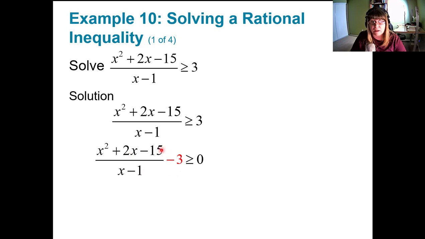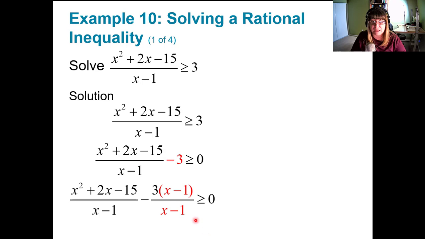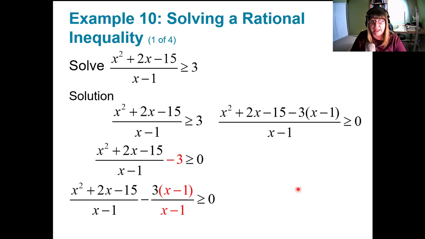Now I want this all to be one rational inequality. I need this to be one fraction. So I'm going to find a common denominator, which will be x minus 1. Multiply both top and bottom of this 3 by x minus 1, and I can combine it into one big fraction now. I'm going to distribute the negative 3 to the x and the negative 3 to the negative 1.